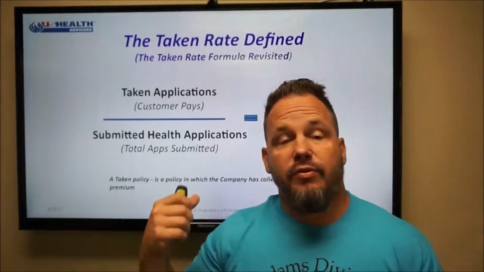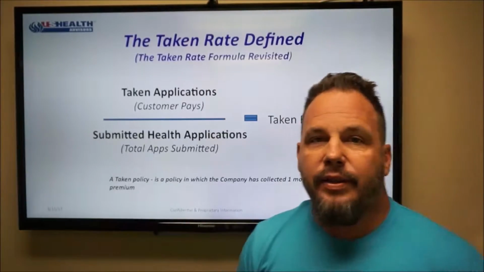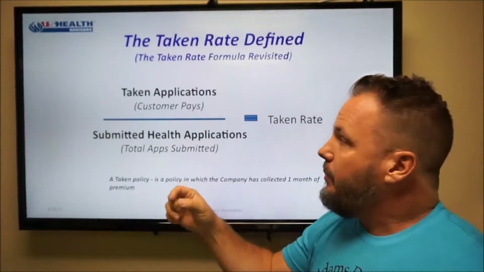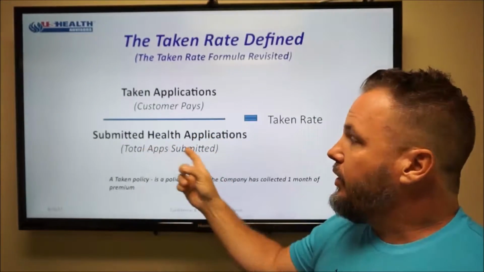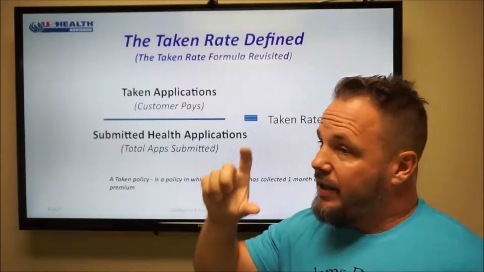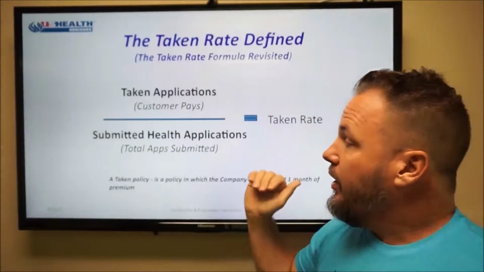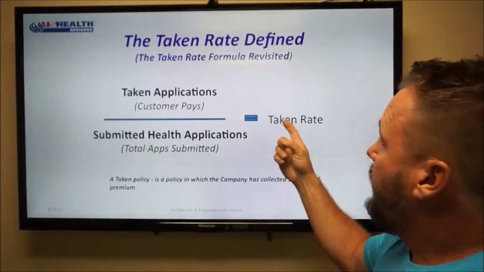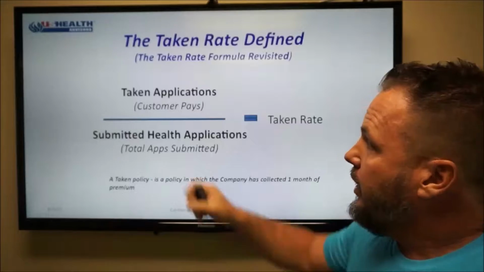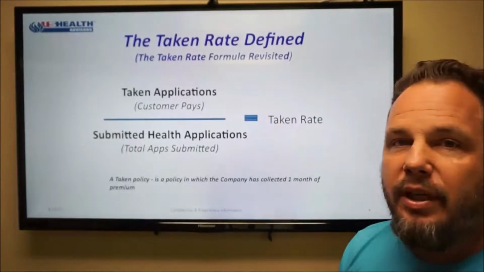All right, so do you remember this formula from yesterday's video? This basically just breaks down how the take-in rate is calculated. Your take-in applications, meaning the customer pays, divided by the submitted applications, meaning the total applications that you submitted, not the number of people you submitted, but the applications that you submitted of underwritten policies. So Premier Choice, Secure Advantage. That equals your take-in rate. Okay? You have 5 applications taken out of 10, that's a 50% take-in rate.